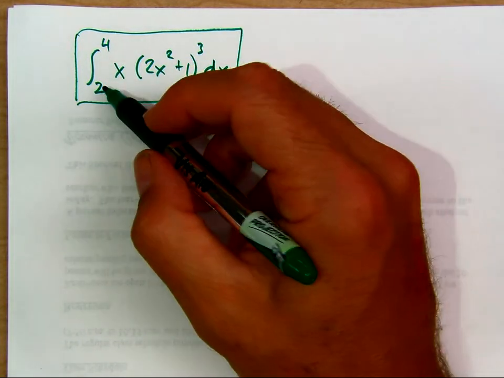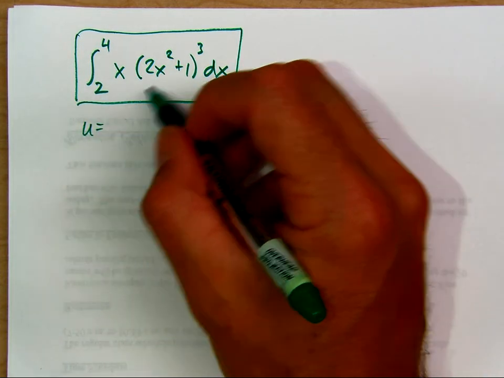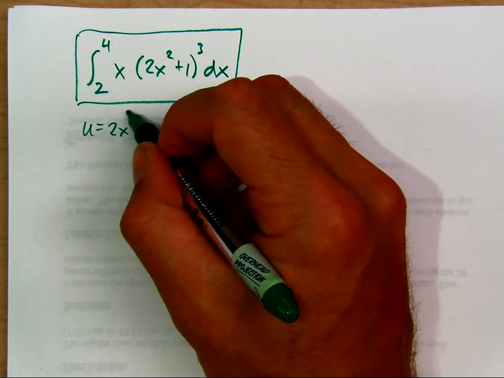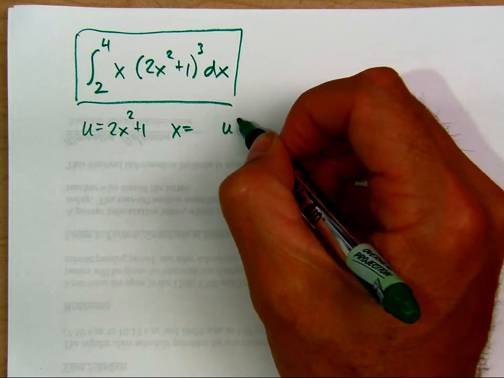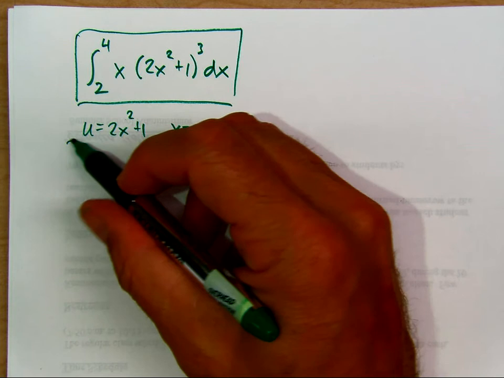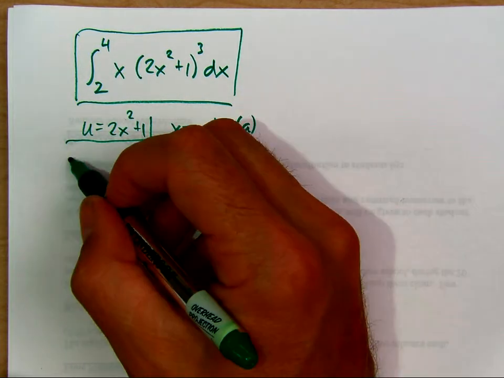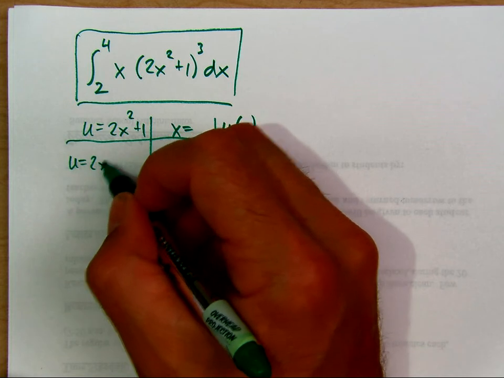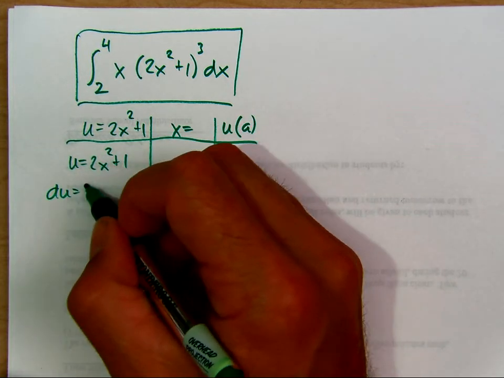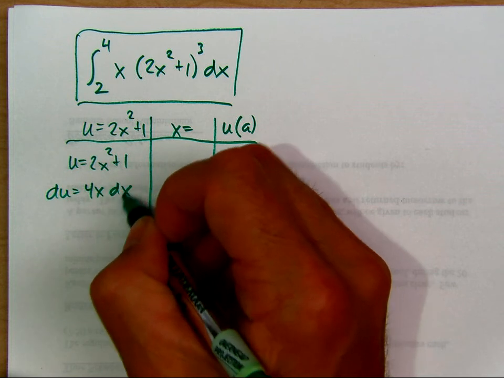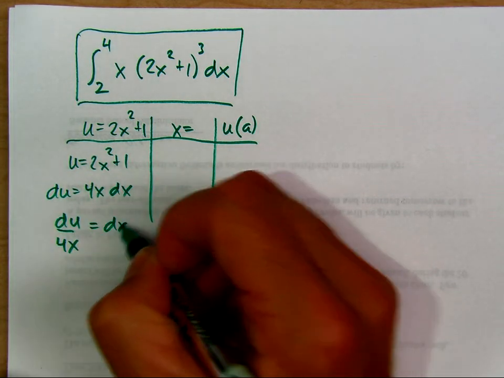Now we have a definite integral, so we're going to have to use that third column. U is going to be the inside. And now we're going to evaluate u at the limits. So we have u equals 2x squared plus 1. Du is 4x dx. Du over 4x is dx.